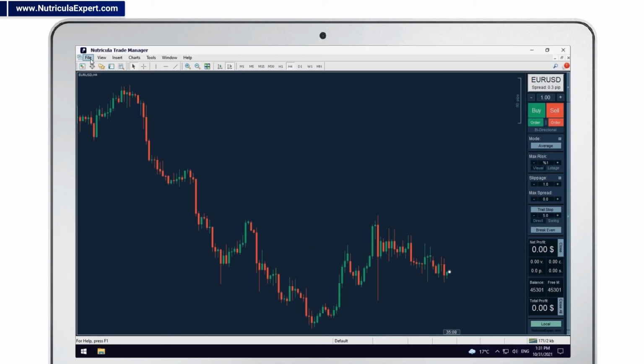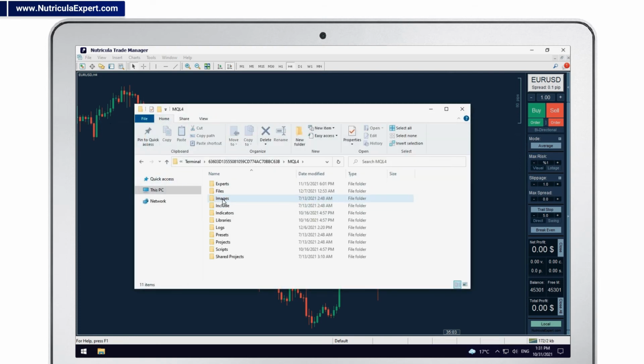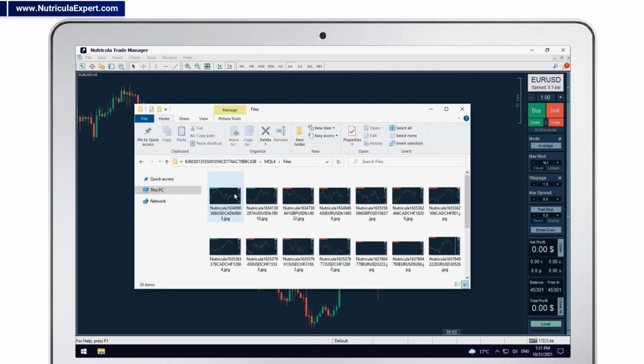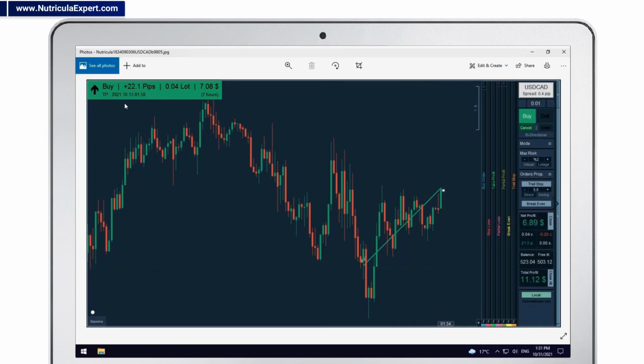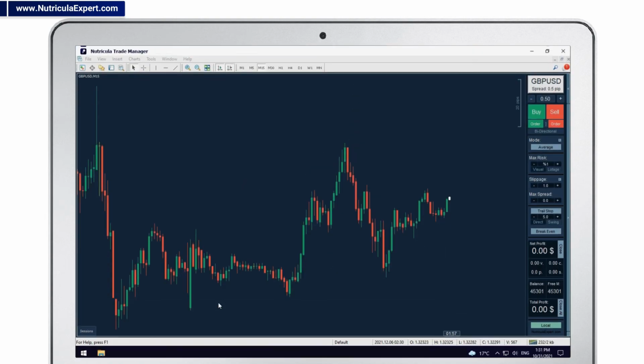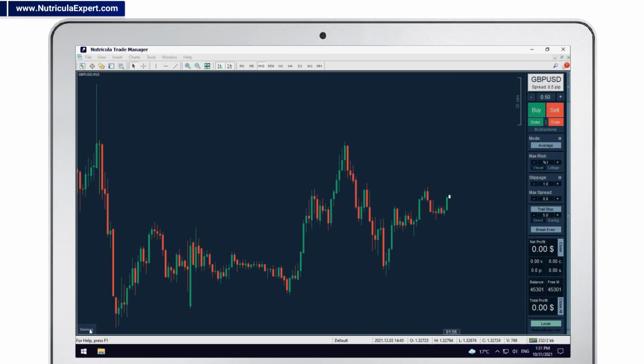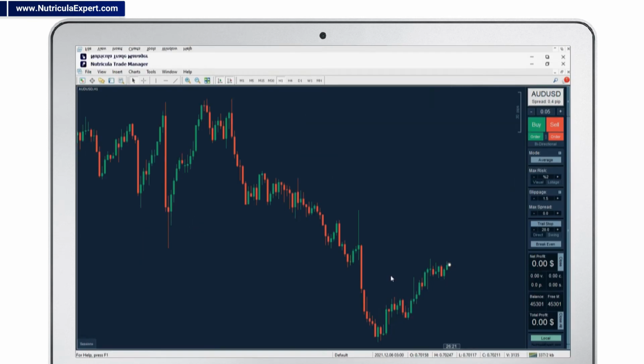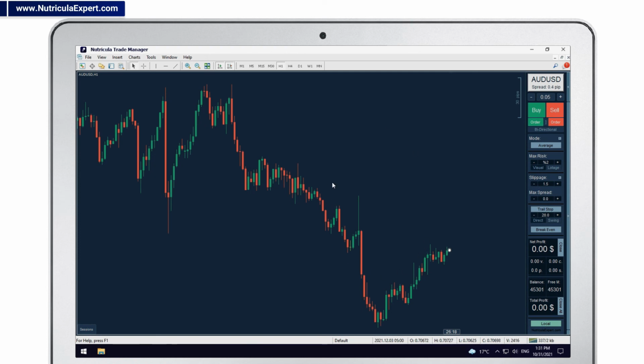Besides, Nutricula provides you with a complete visual trade statement. It takes a snapshot of your every position automatically and stores it on your computer with different pieces of information, such as its closing cause and the amount of profit or loss. Nutricula also shows the major trading sessions beautifully on the chart and highlights the candles inside each of them. These are only some features of Nutricula.